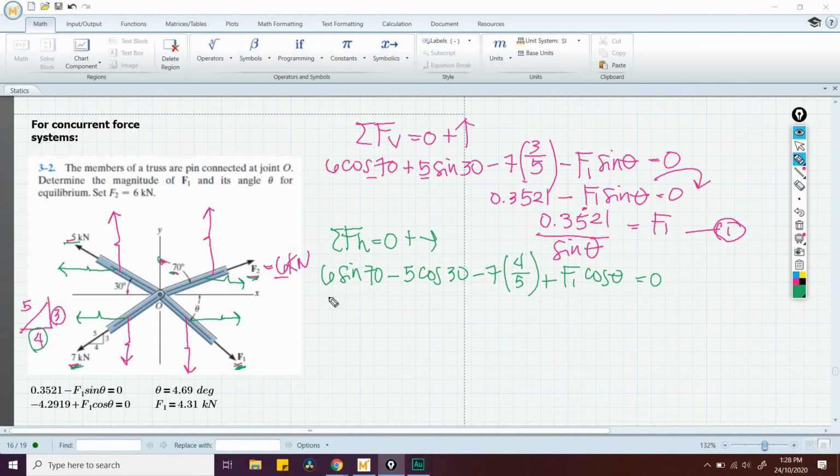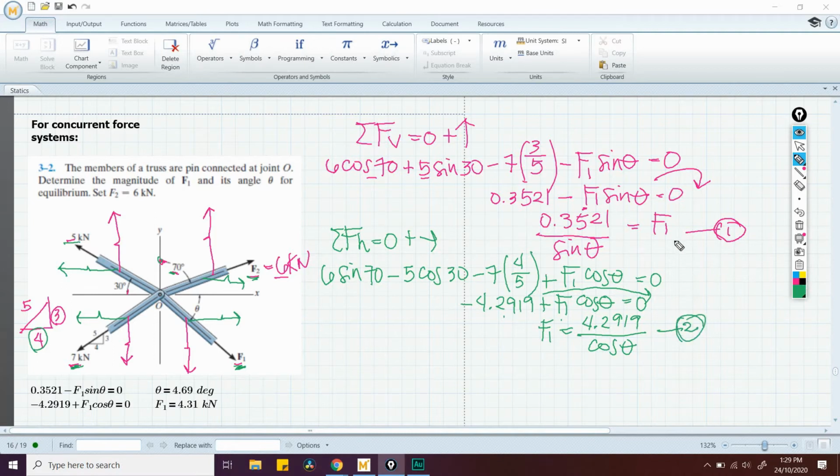Okay, huwag kakalimutan. Pag kinuha na natin yan, sinimplify pa natin, we will have minus 4.2919 plus F1 of cosine theta equal to 0. Okay, so kailangan natin si F1. So, ilipat na lang natin si negative 4.2919. So, we will have F1 is equal to 4.2919 over cosine of theta. So, this is our equation 2. So, may equation 1, equation 2 na tayo.